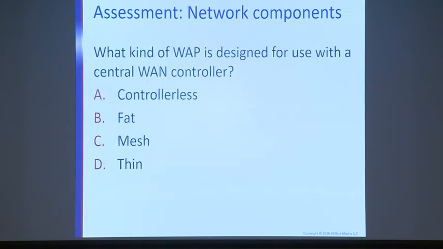What kind of WAP is designed for use with a central WAN controller? So let's talk about WAN just a little bit more. Where is the wireless access point moving to? What sort of technologies do we now have for the wireless access points? It's been an interesting journey over the last 20 years to watch how the access points have been changing.